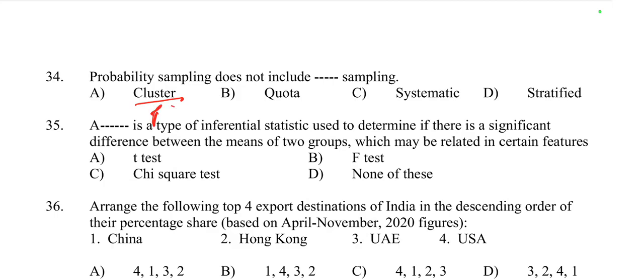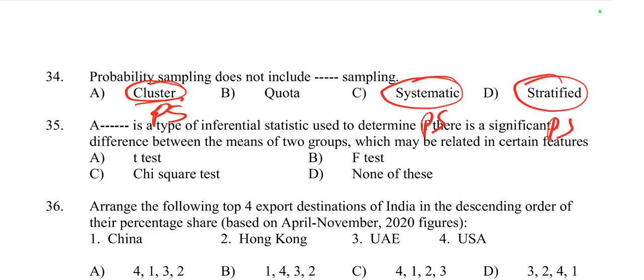Cluster sampling is probability based, because from clusters we select the sample. Systematic is also probability sampling. In stratified, we divide the whole population into different strata or groups, then take a sample, so this is also probability sampling. But quota sampling is a type of non-probability sampling. So option B is right.